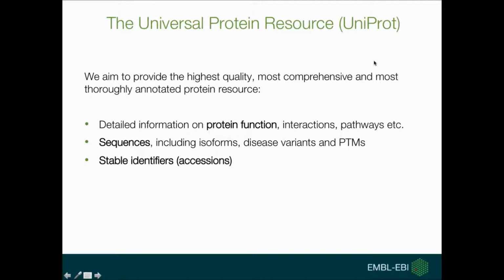Okay, so let's start with a brief introduction about UniProt, which is the Universal Protein Resource. We aim to provide very high quality and very comprehensive data related to proteins and protein annotations. We provide detailed information about protein function, interactions, pathways, and everything related to the protein. We also provide the sequences, and we include isoforms, disease variants, and post-translational modifications. And we always provide stable identifiers that are called accessions, so at any time, you can retrieve the information about the protein you are interested in.